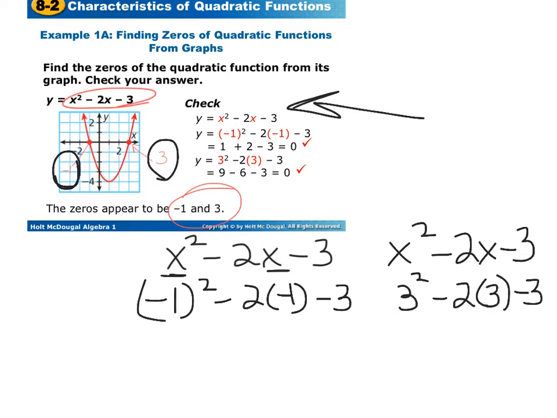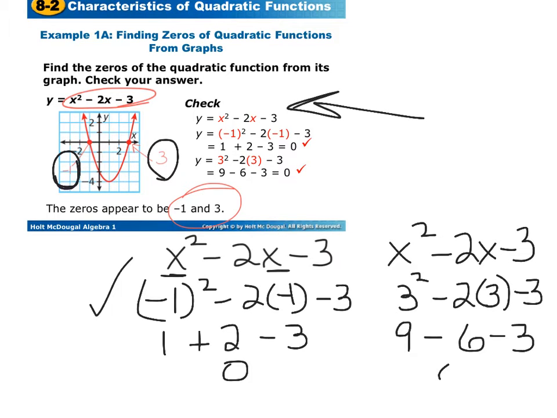Yes. Okay, so once I do this, I get 1 plus 2 minus 3, and 1 plus 2 minus 3 is 0. That one checked out. We've got the correct 0 on the left side. Over here, 3 squared is 9. -2 times 3 is -6. Minus 3 is also 0. So this one also checks out. So we did find the correct zeros. It is -1 and 3. Okay, so it's just a check. Yes. So what would our answer be? -1 and 3. So that would be your answer right here.